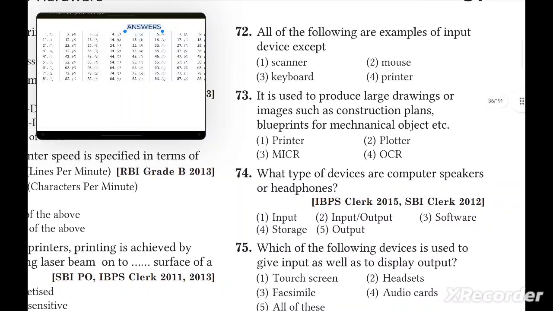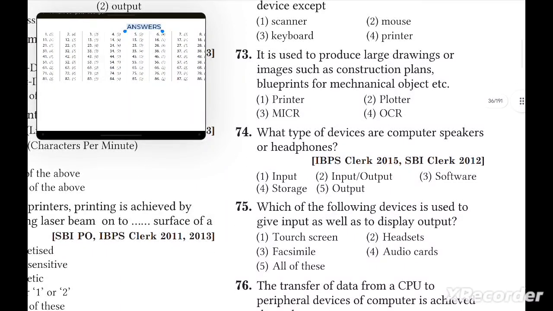Next question, all of the following are examples of input devices except: first, scanner. Second, mouse. Third, keyboard. Fourth, printer. The correct answer is fourth, printer.